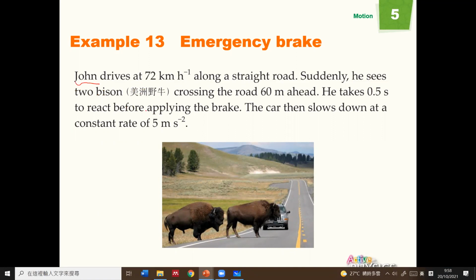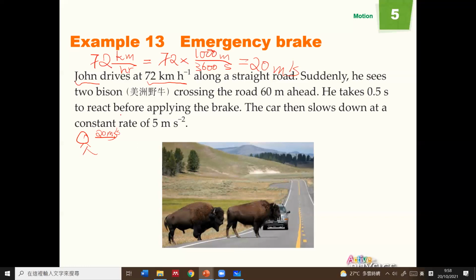Okay, so John drives at 72 kilometers per hour. So you need to convert it into meters per second, right? So how to convert kilometers per hour into meters per second? So 72 kilometers per hour. There are 1,000 meters in 1 kilometer, 3,600 seconds in 1 hour. So it equals 20 meters per second. So John is driving at 20 meters per second along the straight road.